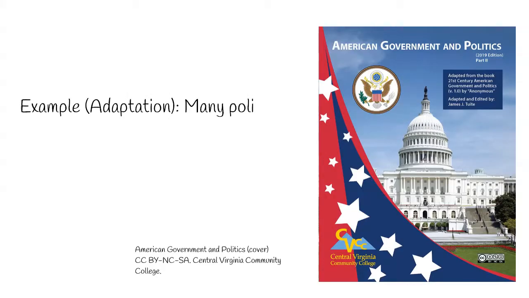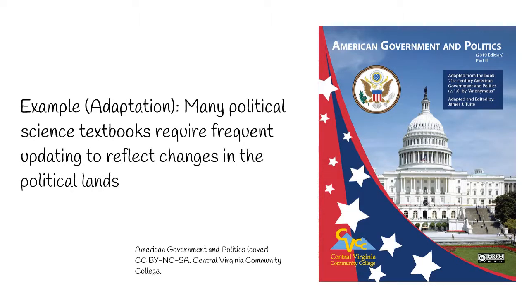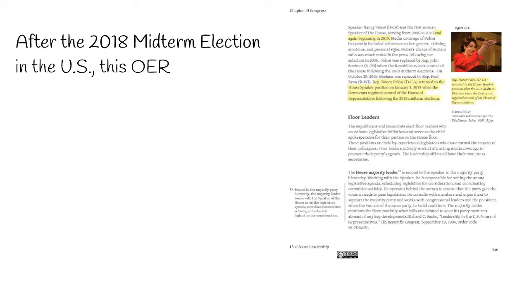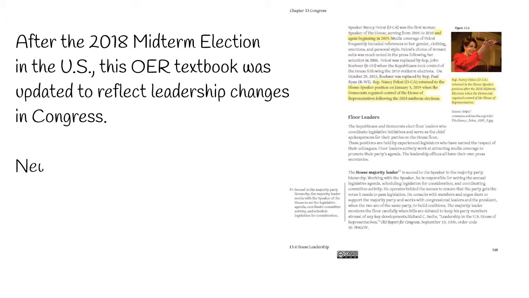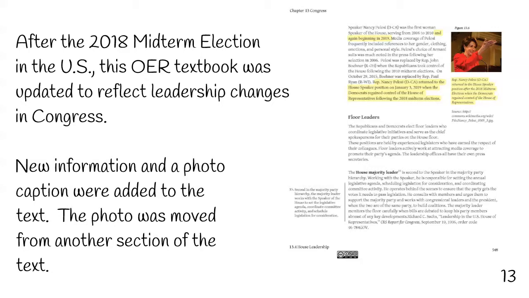An example of an adaptation. Many political science textbooks require frequent updating to reflect changes in the political landscape. After the 2018 midterm election in the United States, this OER textbook, or Open Educational Resources textbook, was updated to reflect leadership changes in Congress. New information and a photo caption were added to the text. The photo was moved from another section of the text.